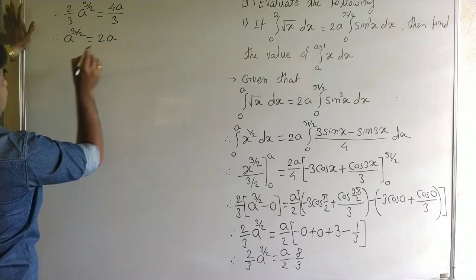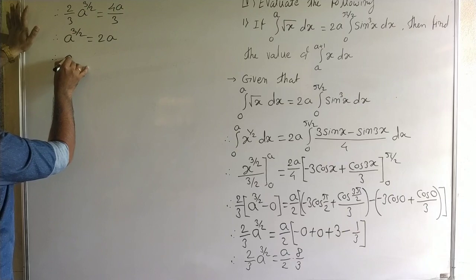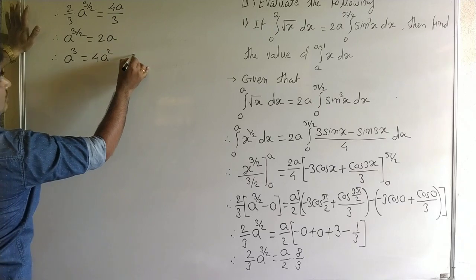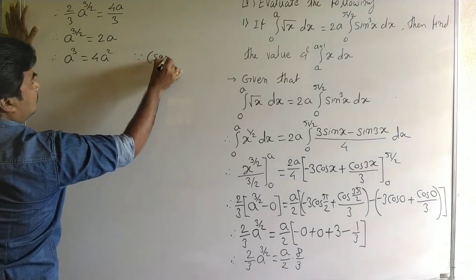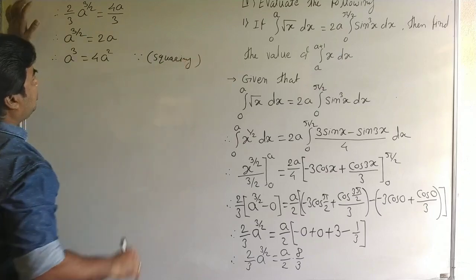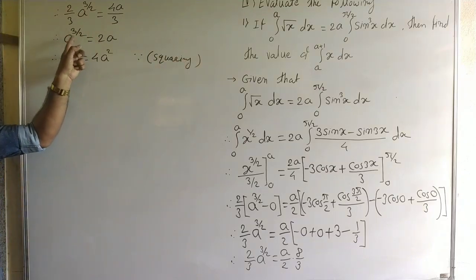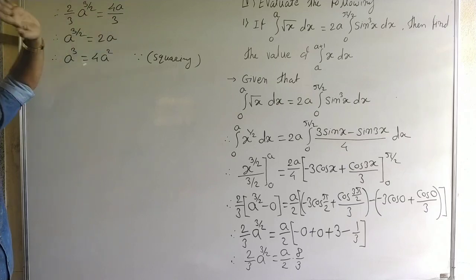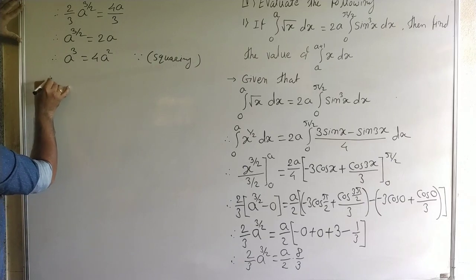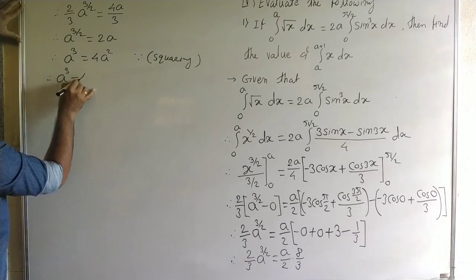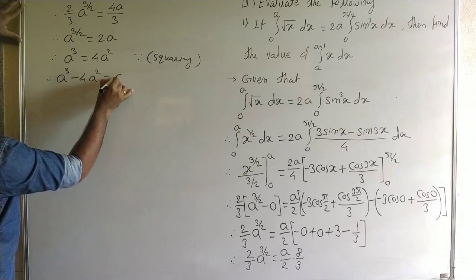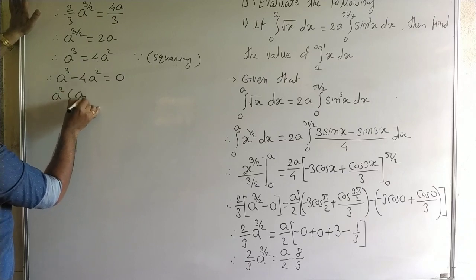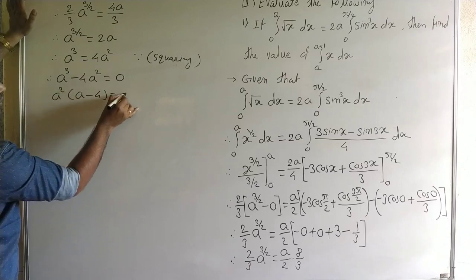Okay, squaring on both sides, so here it is a cube is equal to 4a square. Squaring on both sides, here it is a square, this 1 by 2 gets cancelled, it is a cube, and it is 2a, it is 4a square. Now we can solve this. a cube minus 4a square is equal to 0. Then take a square common. It is a minus 4 is equal to 0.